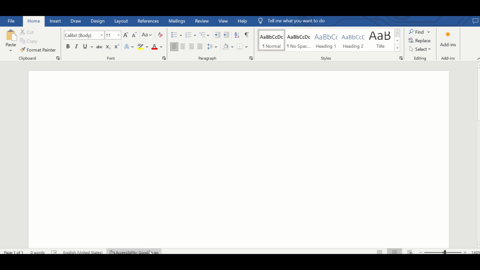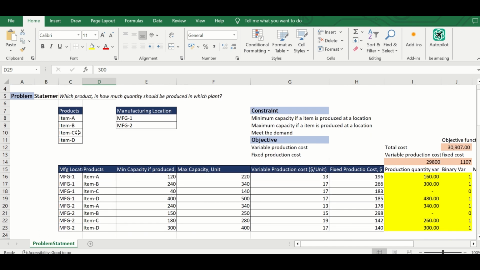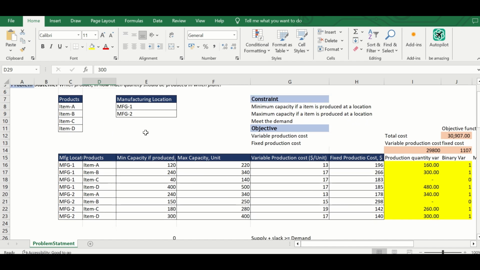So to take an example, we will take the Excel example that we used in our previous video. The business case that we have is a manufacturer produces four products and it has two different manufacturing units. The four products are item A, B, C, and D. The two manufacturing locations are MFG1 and MFG2.